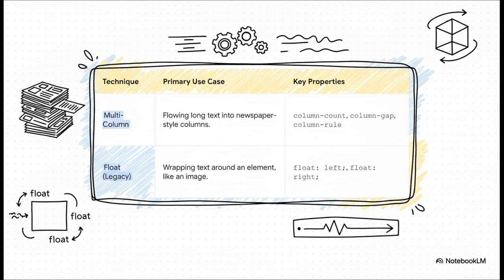Now, Flexbox and Grid are the stars of the show, for sure, but they're not the only players on the field. You've also got multi-column layout, which is awesome for what it sounds like, taking a huge chunk of text and making it flow into columns, kind of like a newspaper. You just use properties like column count. And we should probably give a nod to the old-timer, the float property. We definitely don't use it for building our main page structures anymore, but it's still pretty handy for its original job, making text wrap neatly around an image.